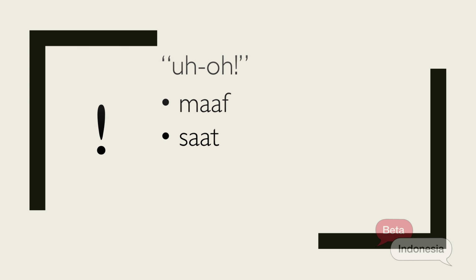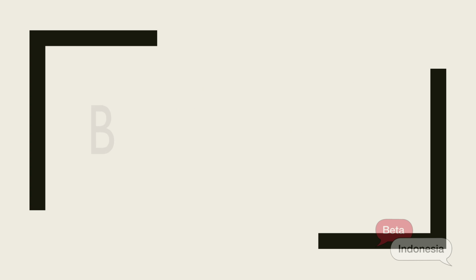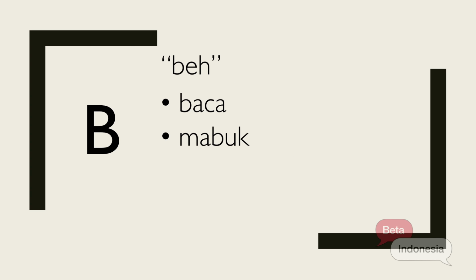Next up will be the consonants. Unlike English, there are no silent consonants in Indonesian, such as the B in combing. Firstly, we'll go through the letters that are pronounced like their English counterparts. B is for baca and mabuk.